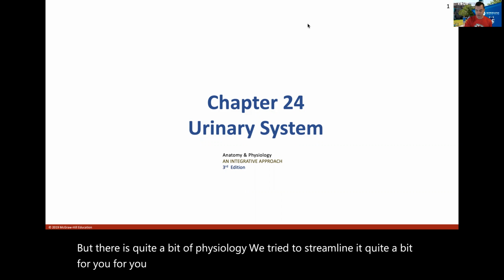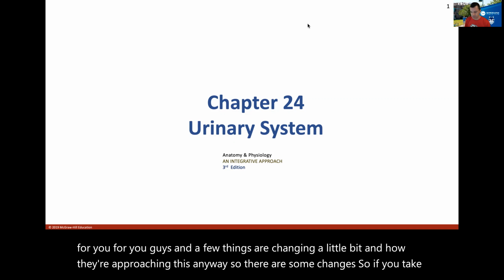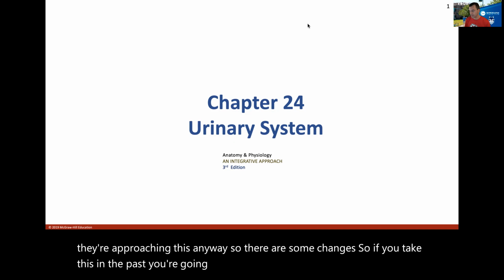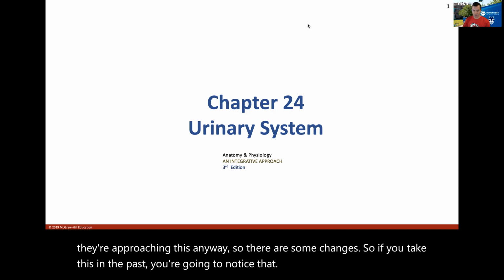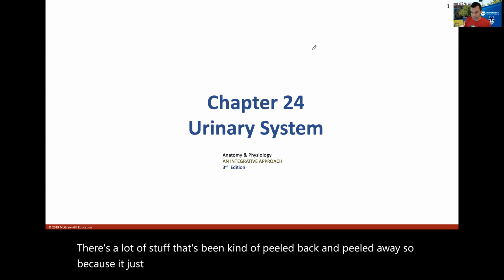And a few things are changing a little bit in how they're approaching this anyway. So there are some changes. If you've taken this in the past, you're going to notice that there's a lot of stuff that's been kind of peeled back and peeled away, because some information has changed within this chapter.